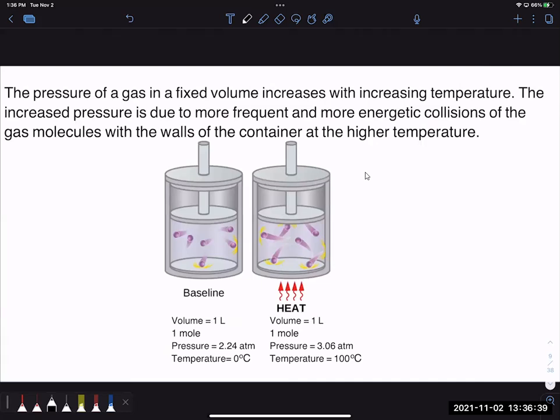The pressure of a gas in a fixed volume increases with increasing temperature. The increased pressure is due to more frequent and more energetic collisions of the gas molecules with the walls in the container at the higher temperature. So temperature, very literally, is the average kinetic energy of the particles in the container. And so if we increase that kinetic energy, we actually increase the speed of the particles.